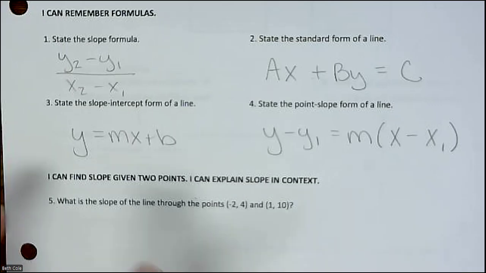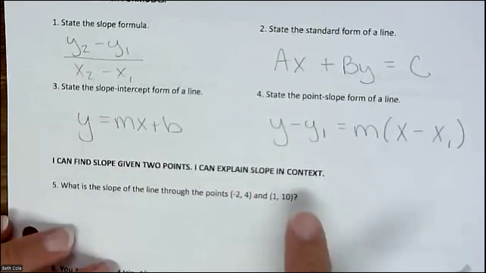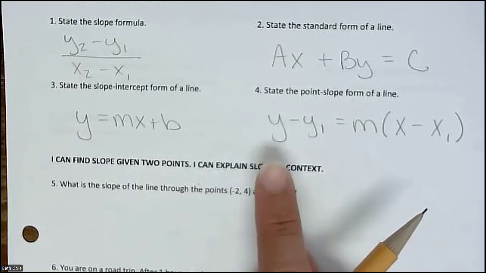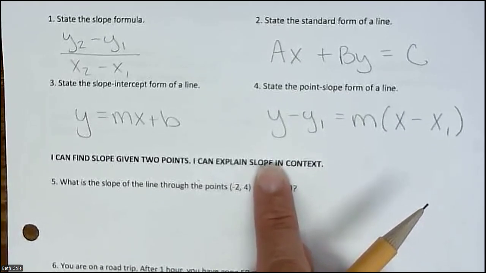Okay. So I can find the slope given 2 points. I can explain what slope means. When you explain a slope, what is that little word that you need in there? It's a 3-letter word that I said you need to have in when you explain slope. Per something else, like miles per hour or whatever. You need per in there.